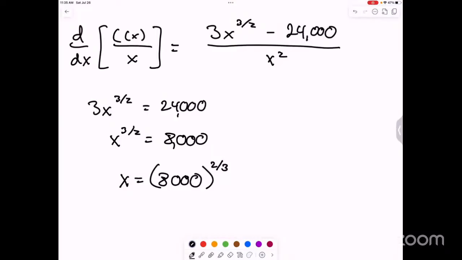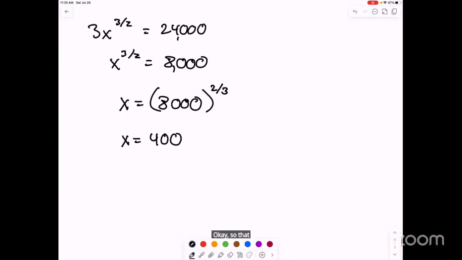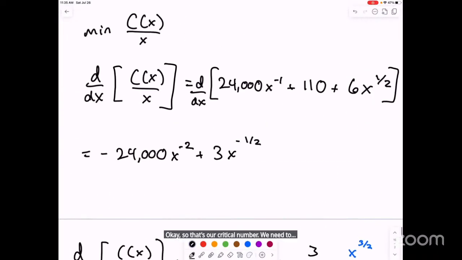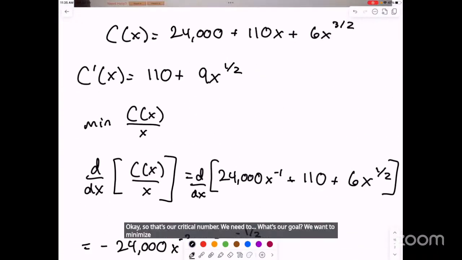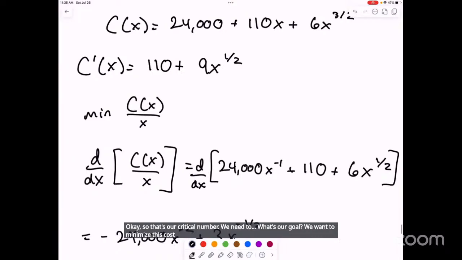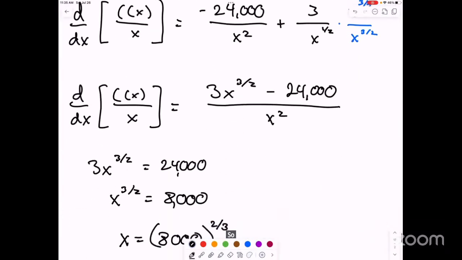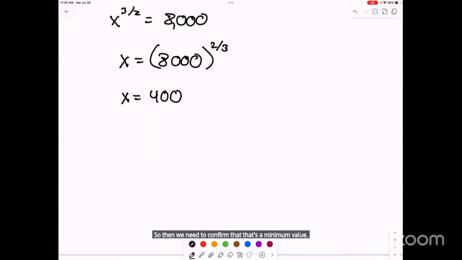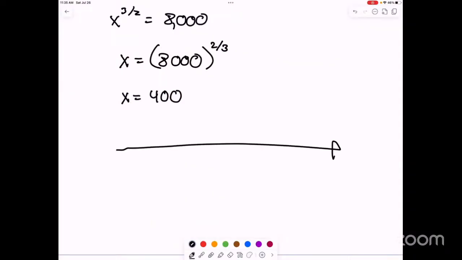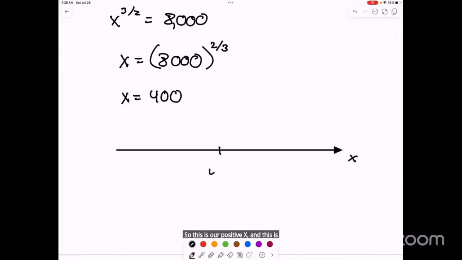That's 400. Okay, so that's our critical number. What's our goal? We want to minimize this cost. So then we need to confirm that that's a minimum value. So this is our positive x, and this is our 400.